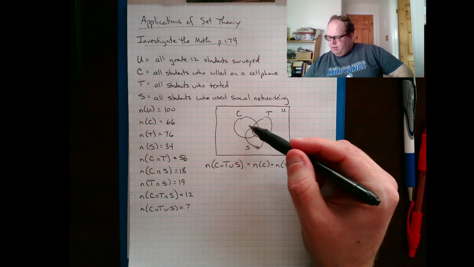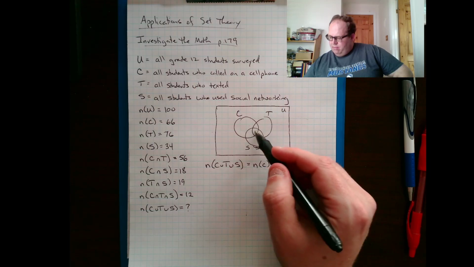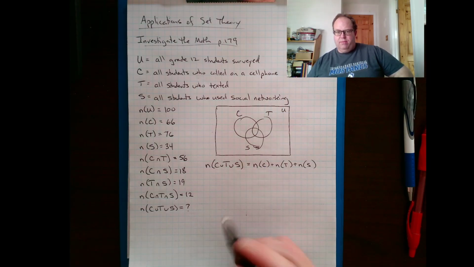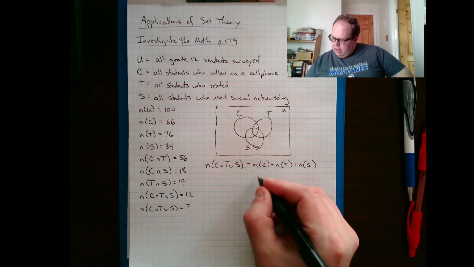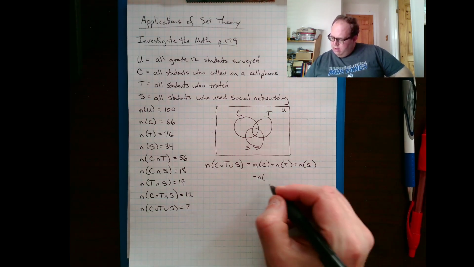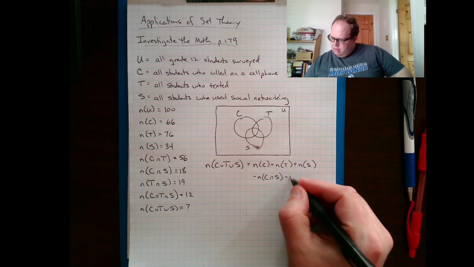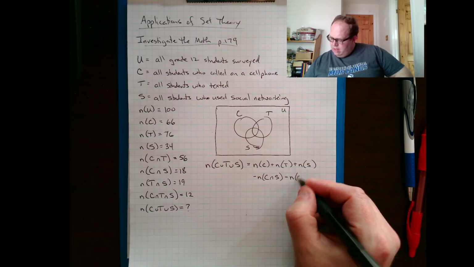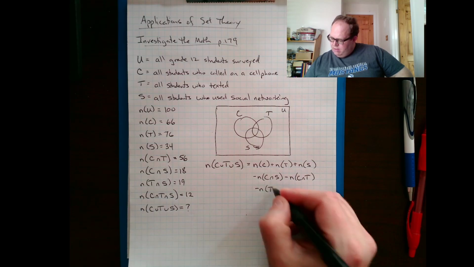If I just add up the numbers in these three sets, then I'm going to have this area of overlap, this area of overlap, and this area of overlap. Those have all been double counted. So that means that from this total, I would have to subtract the number that's in the intersection of C and S, the number that's in the intersection of C and T, and the number that's in the intersection of T and S.